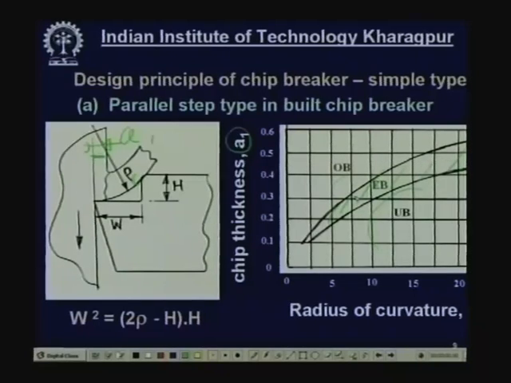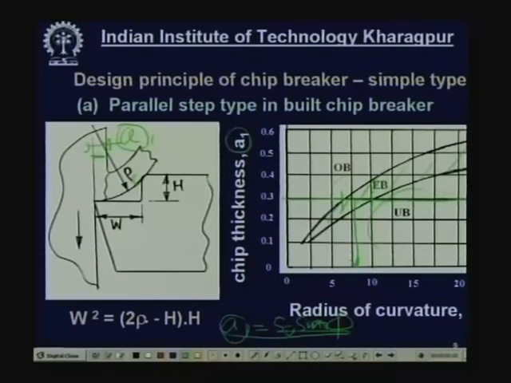Now, how has the design to be accomplished? Say we are conducting a machining work, we know the value of A1. What is A1? A1 is equal to the feed multiplied by sine of the cutting edge angle phi. So, these parameters are known. So, for a particular value of A1 like this, this is the region where, if the radius is brought to this level, then the chip will break. Now, suppose we choose a particular radius of curvature for that particular A1 given.